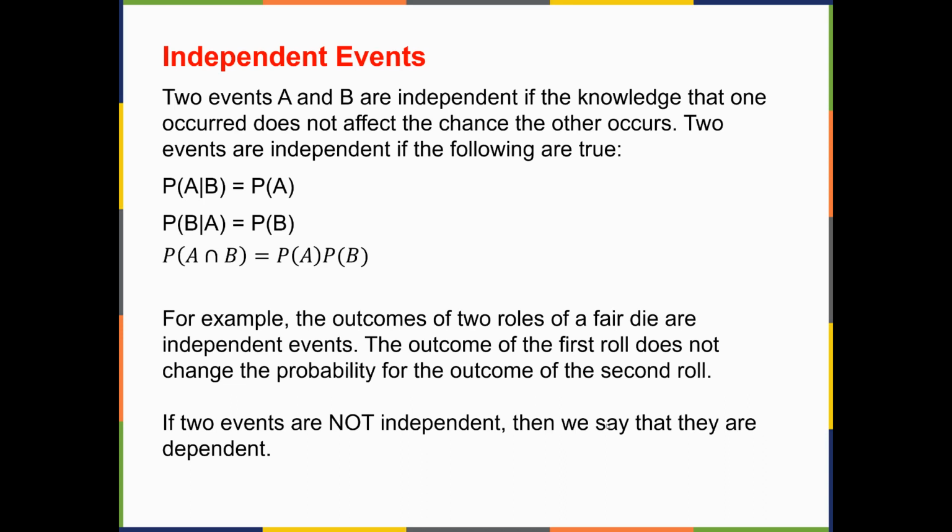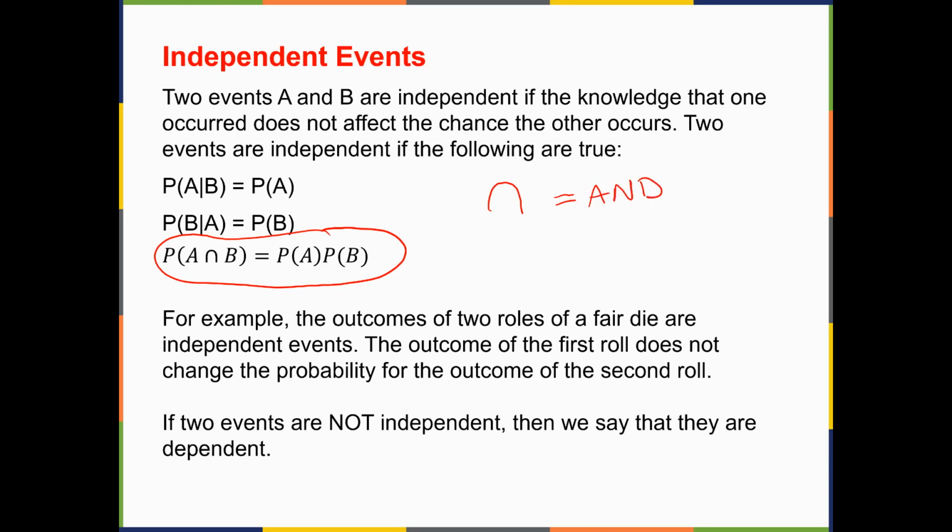If the probability of A occurring, given that B occurred, is just the same as the probability of A, and the probability that B occurred, given that A occurred, is still just the probability of B. And here's a big formula for you to write down. The probability of A and B both occurring is the probability of A times the probability of B. This symbol right here is a math shorthand for writing "and."